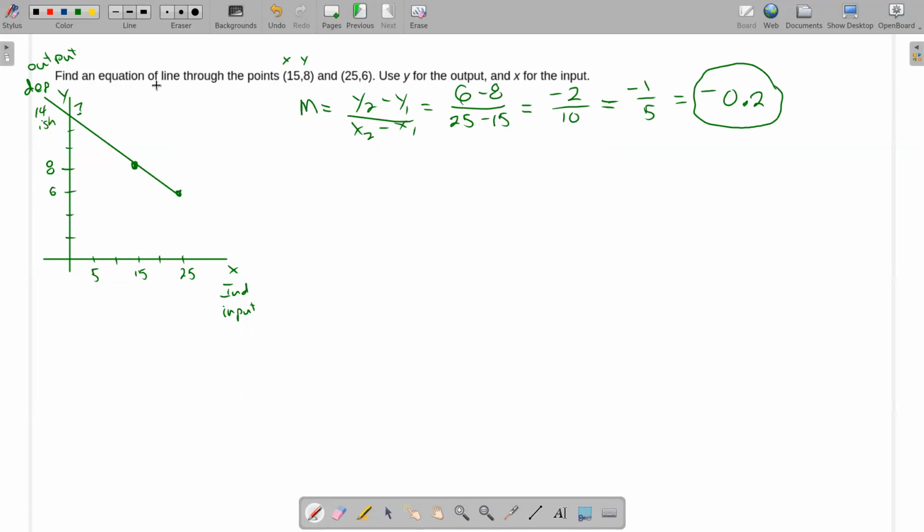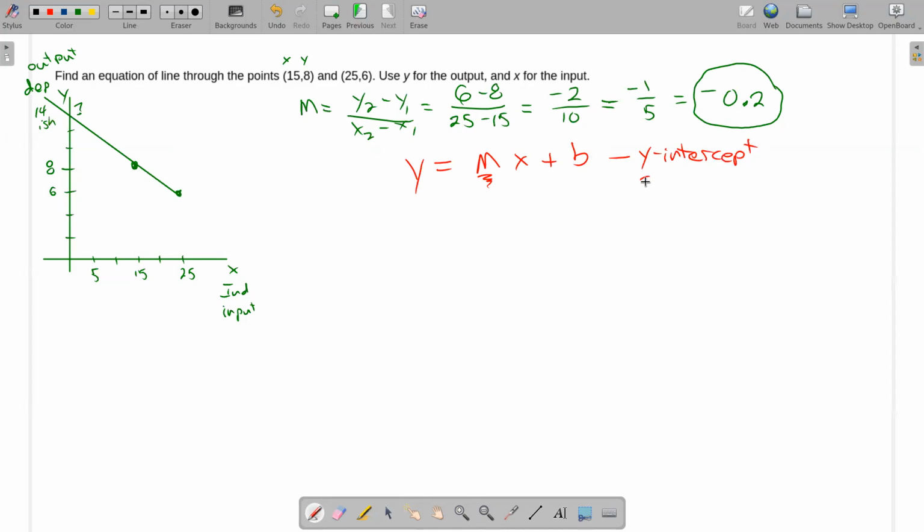All right, so I was told to find the equation of a line. What does the equation of a line look like? Well, it looks like y equals mx plus b. I just calculated my m there. B, remember that's our y-intercept.